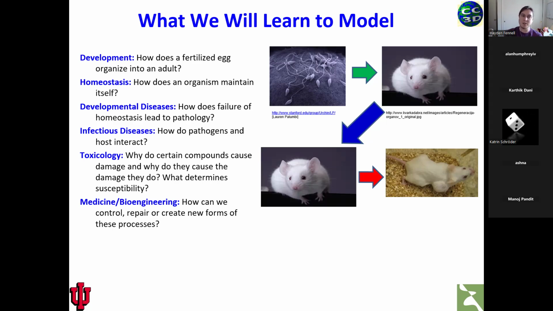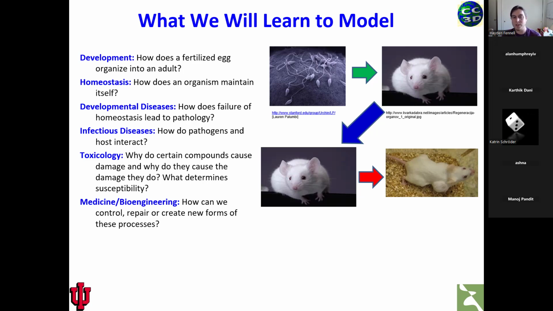So this is basically the question of how do we go from a fertilized egg to an adult organism and the steps in between. So CompuCell is often used to simulate developmental processes, and it's often used to study how different conditions affect disease prognosis and the mechanisms behind that. It looks at things like developmental diseases, infectious diseases. We can use it to study toxicology. So how do certain compounds cause damage? Why do they cause the damage they do?